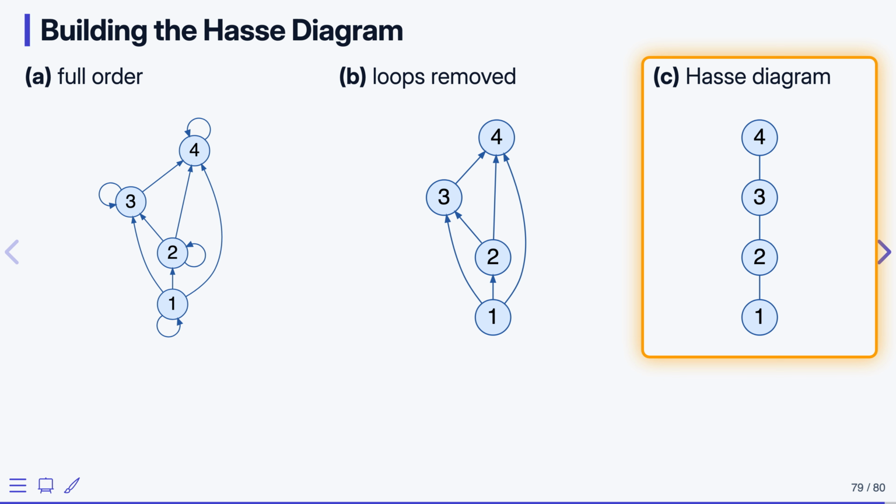Panel C removes the long jumps as well. Why can we? Because transitivity puts them back for us. If 1 goes to 2 and 2 goes to 3, then 1 to 3 follows on its own. What is left is a simple vertical chain. 1 at the bottom, then 2, then 3, then 4 at the top. We also drop the arrowheads because every edge now points upward. That last picture is the Hasse diagram.